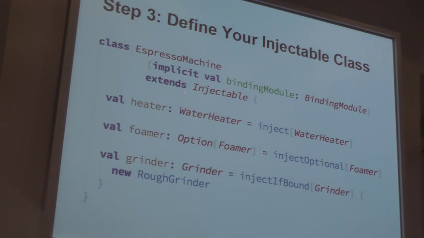And the other important thing is this binding module. This is the configuration, the bindings, and you need to pass them via constructor parameter to our injectable class, so that the injectable trait can use it to look up the implementations.